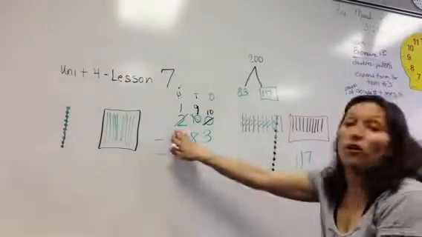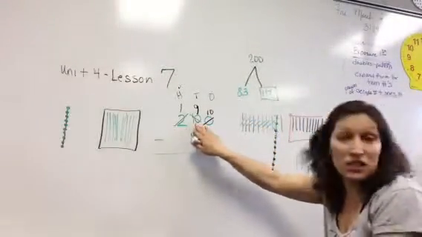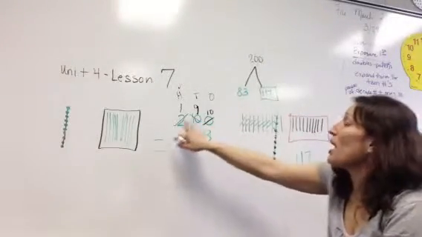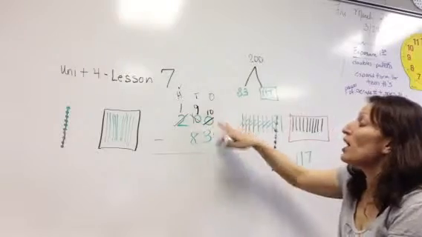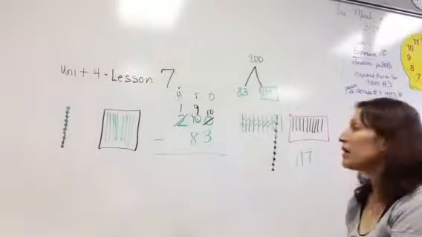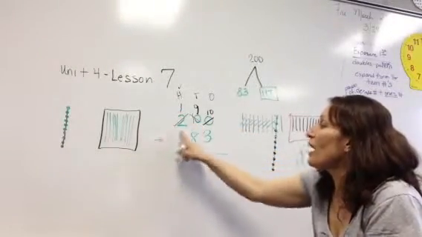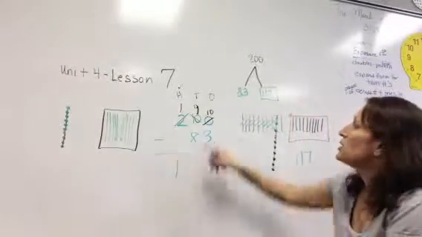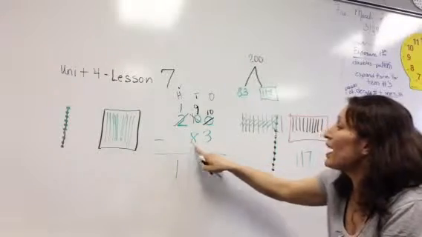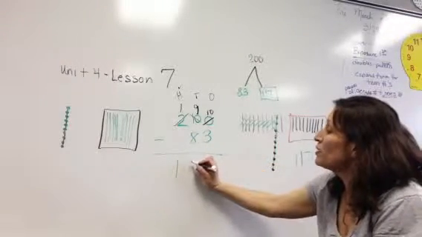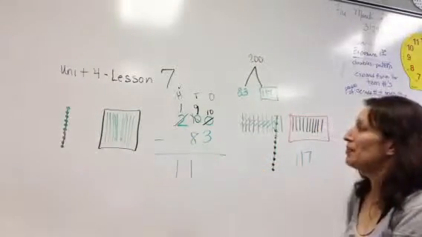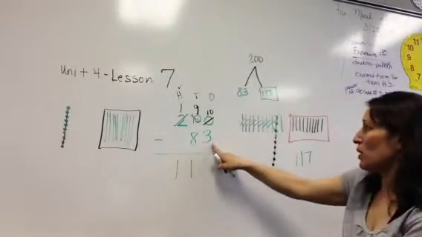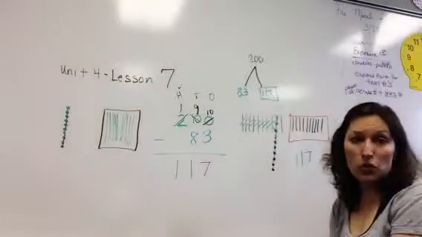Okay, I solved my problem with hundreds, I did some work with tens, I did some work with ones. Now I have numbers on top that I can take from, okay? 100 take away 0 hundreds leaves 100. 9 tens take away 8 tens leaves 1 ten. 10 ones take away 3 ones leaves 7 ones.